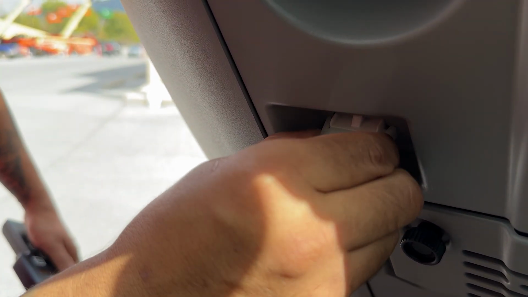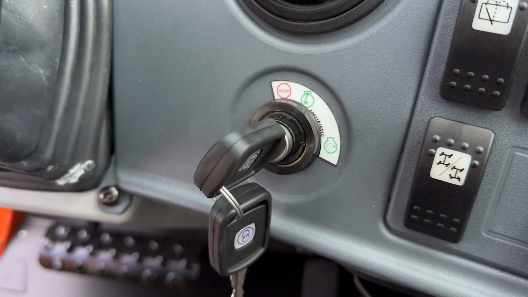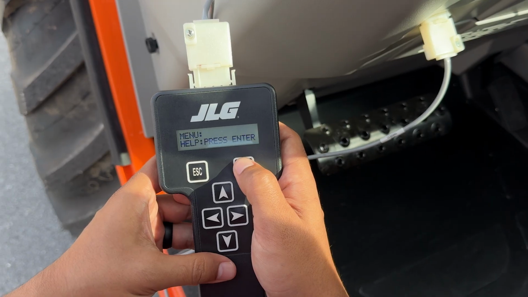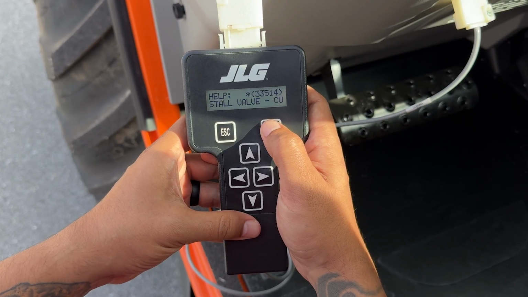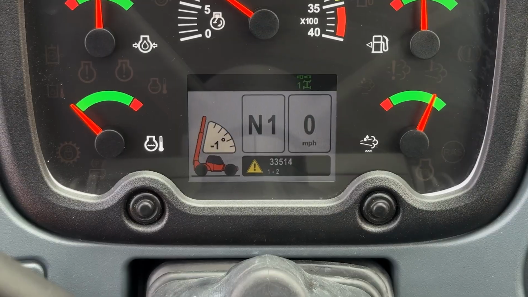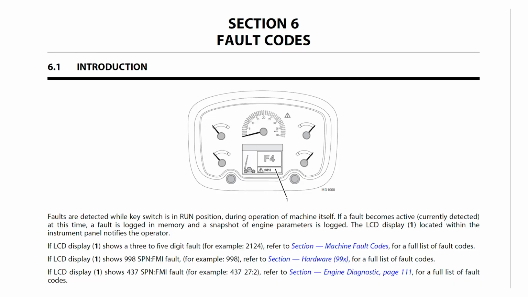Begin by connecting your JLG Analyzer to the machine and turn the key switch to the run position. Faults are detected when the key switch is in the run position and during machine operation. If a fault is detected, the fault code is logged in memory and the LCD display notifies the operator a fault has been detected or is currently active. A description of each fault code can be found in the fault code section of your service manual.